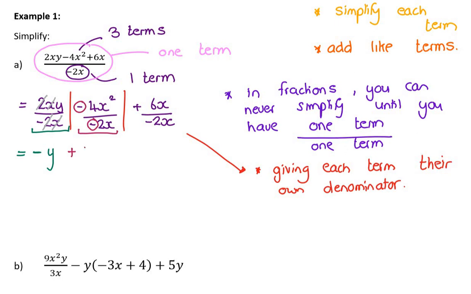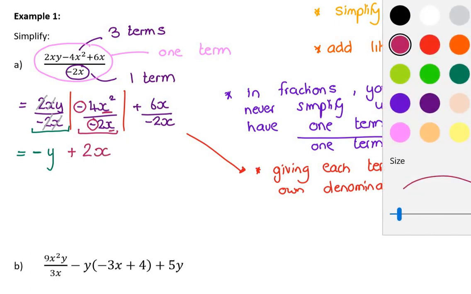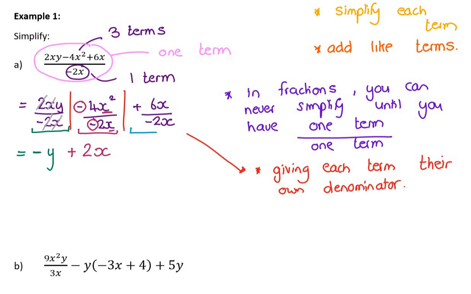4 divided by 2 is 2. And if I have 2 x's on top and 1 at the bottom, I'm left with 1 at the top. Lastly, a positive divided by a negative is a negative. 6 divided by 2 is 3. And x goes into itself once, so it disappears. And so I've landed up with 3 simplified terms.